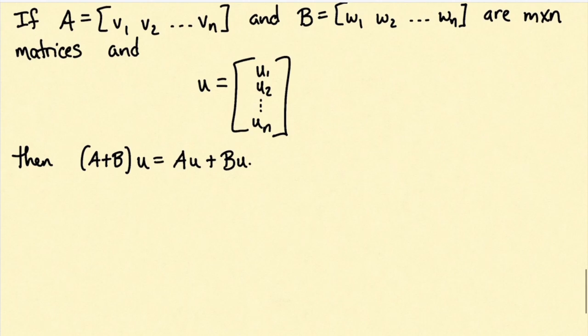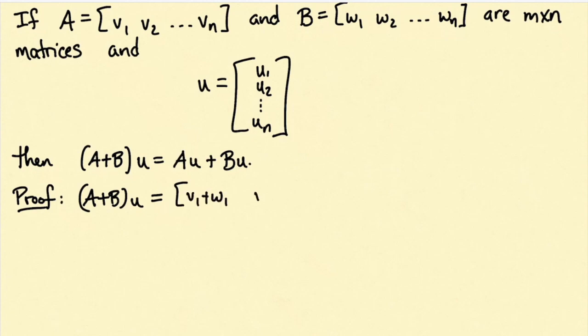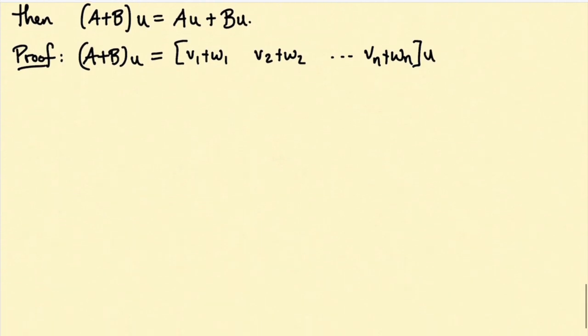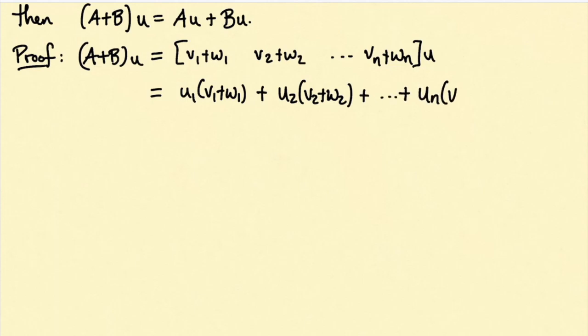The proof is what we often call a definition chase. We remember that by definition, the matrix A plus B is the m by n matrix whose columns are the sum of the columns from A and B. Next, we recall the definition of multiplication of a matrix by a vector is a linear combination. So we take U1 times (V1 plus W1), add that to U2 times (V2 plus W2), keep going until we finally arrive at adding Un times (Vn plus Wn).